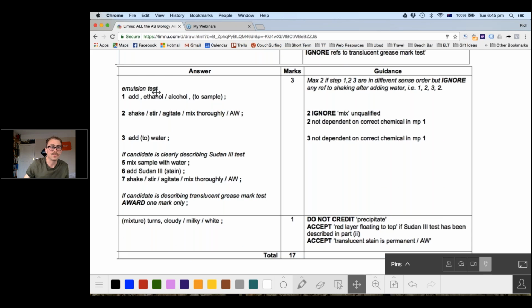The emulsion test: add ethanol, shake, stir, or mix, add to water. You will see a milky or cloudy layer.